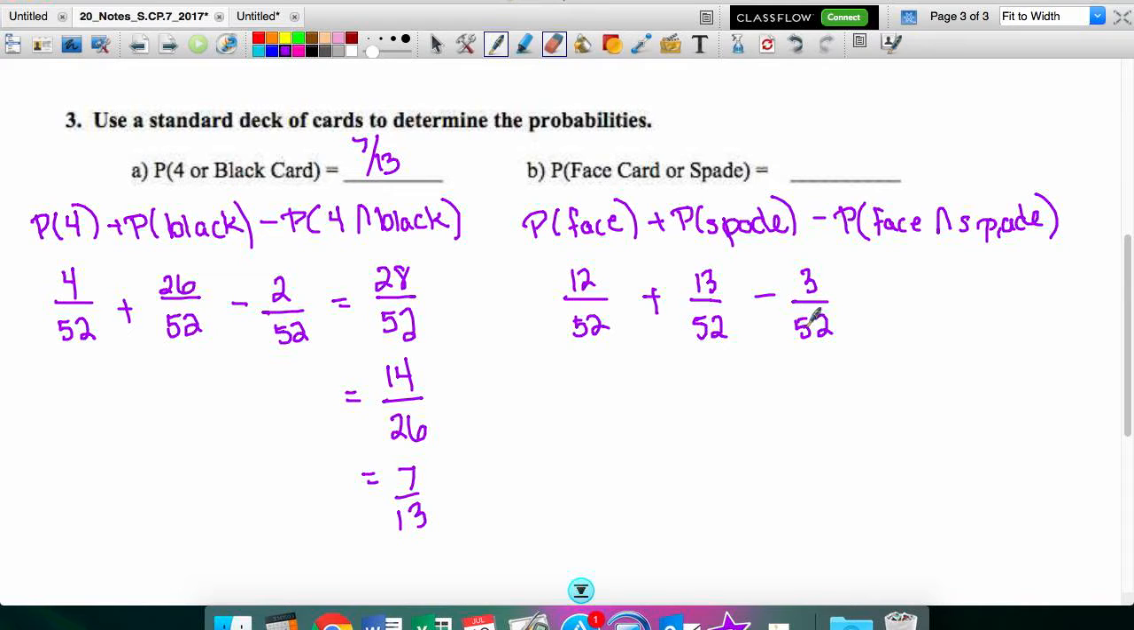12 plus 13 gives me 25. Take away 3 gives me 22 out of 52 cards. Again, we want to simplify any fractions, so I get 11 out of 26. You could also give the percentage or the decimal equivalent as well. And that's our final answer.